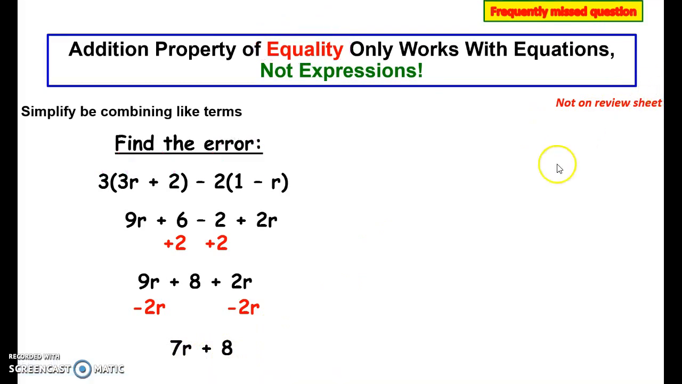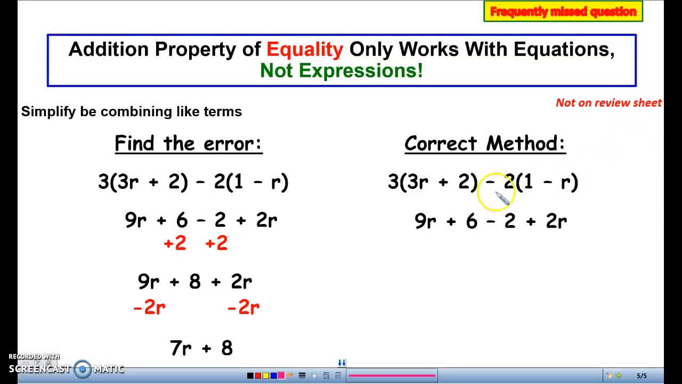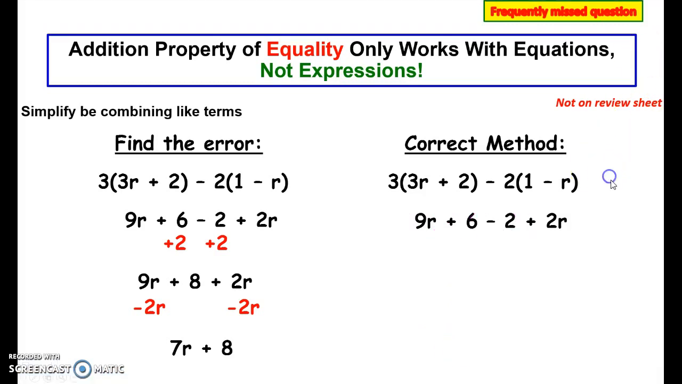Now if we do it the proper way, this step is still the same. You don't have an equal sign, so you're just combining like terms. You're going to combine 9r with a positive 2r and get 11r. And then you're going to take the 6 minus 2 and get plus 4. That's the correct answer. Aren't you glad you watched this video? Yeah.